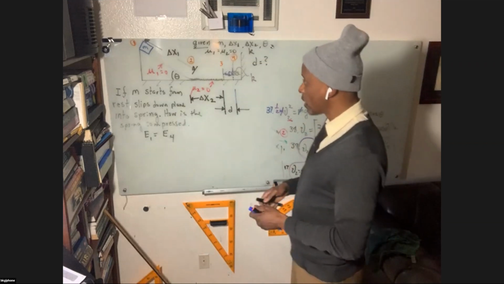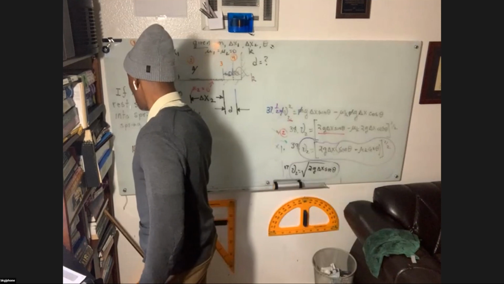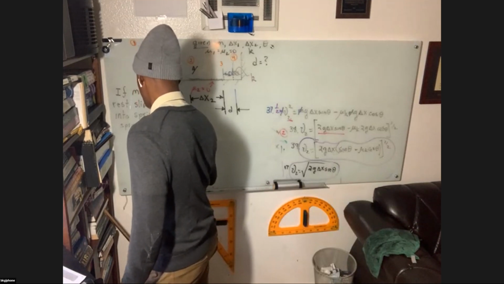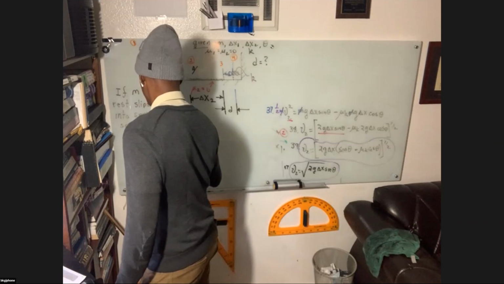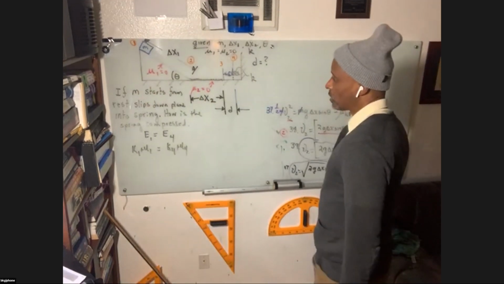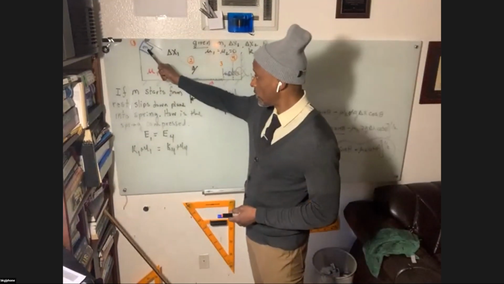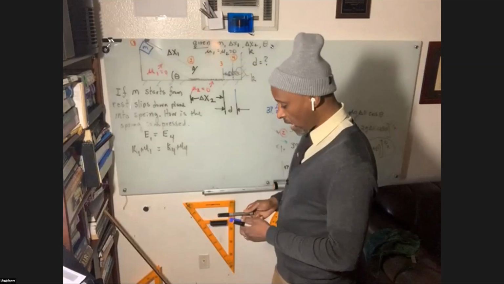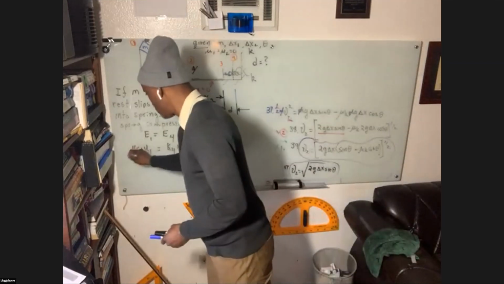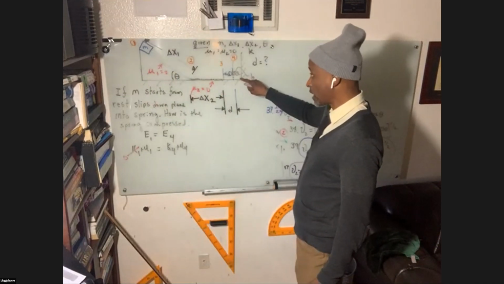So at position 1, I have mechanical energy: K1 plus U1, and then our mechanical energy at position 4 is K4 plus U4. Now let's evaluate the zeros. If I'm starting from rest right here, then I don't have any kinetic energy. And if I end at rest here, I don't have any kinetic energy.